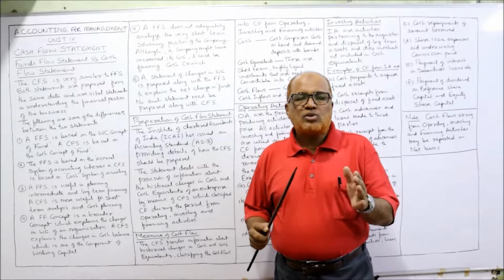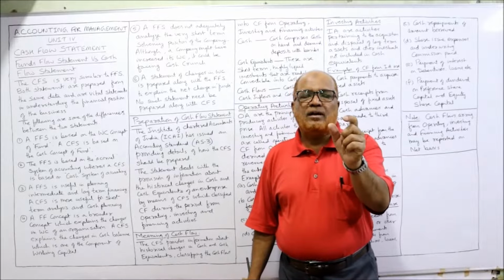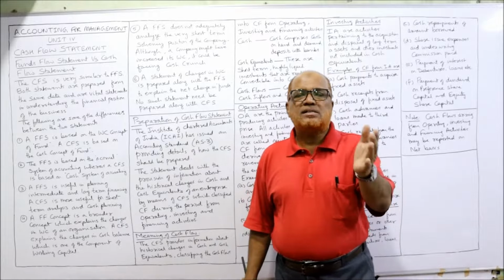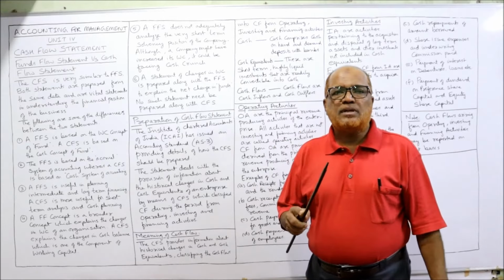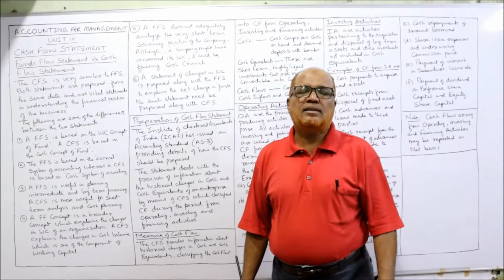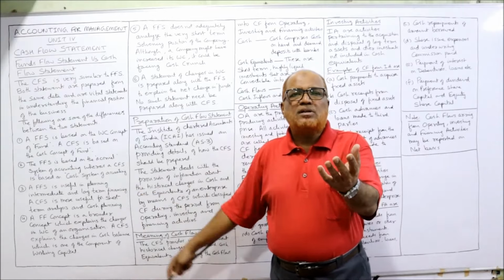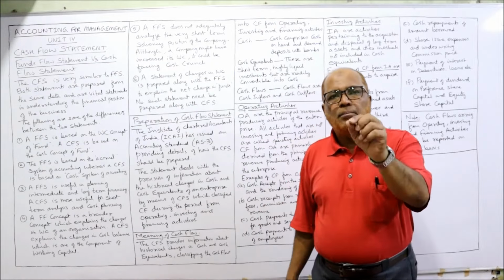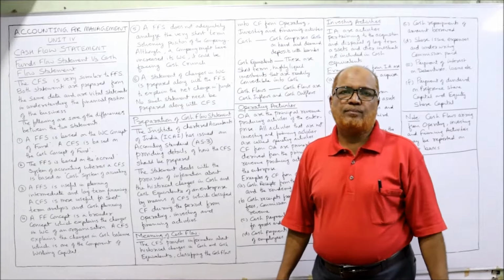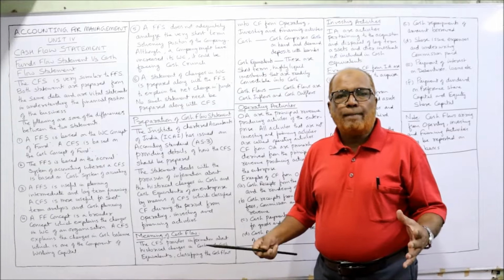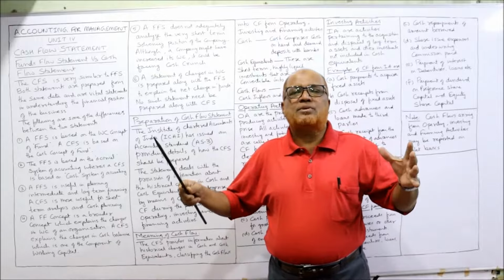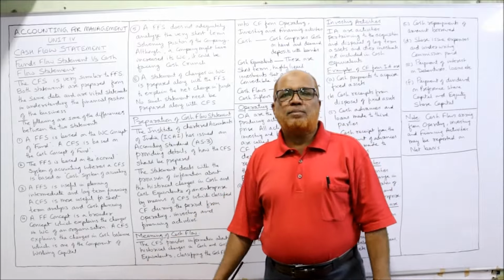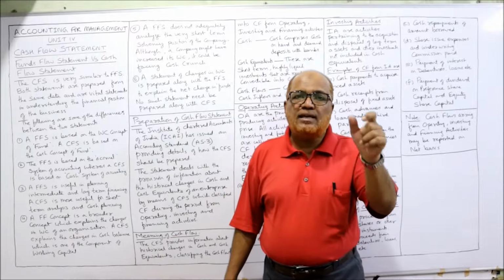First of all, in funds flow statement, the meaning of the term fund is working capital. Working capital means the difference between current assets and current liabilities. So working capital is equal to CA minus CL. That is working capital. In the funds flow statement, the meaning of the term fund is working capital, whereas in cash flow statement, the meaning of fund is only cash. So in this way, the funds flow statement is a broader concept which explains the changes in working capital, whereas the cash flow statement explains the changes in cash.